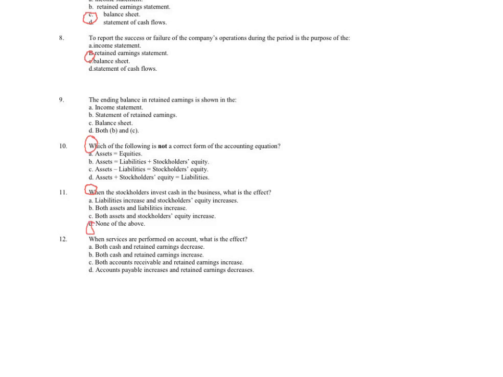When service is performed on account, what's the effect? Well, if I perform it on account, which means I didn't get money, so if I didn't get money, my accounts payable increases. Both accounts receivable, accounts payable increases, and retained earnings decrease. Sorry. The answer is C. Accounts receivable and retained earnings increase. The old professor screwed up. Anyway, that's the end of the first multiple choice question. Okay.